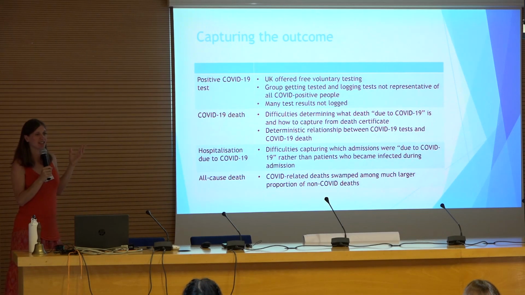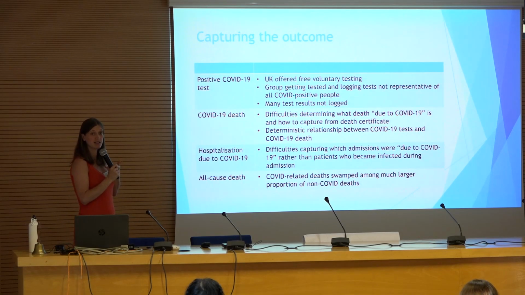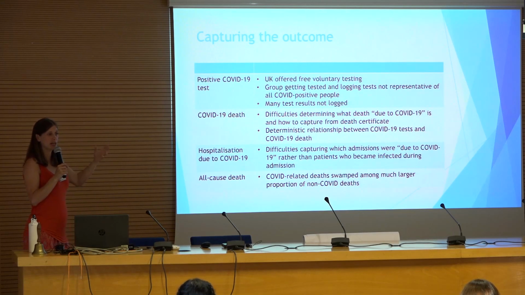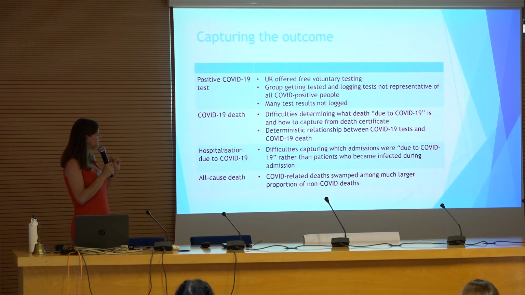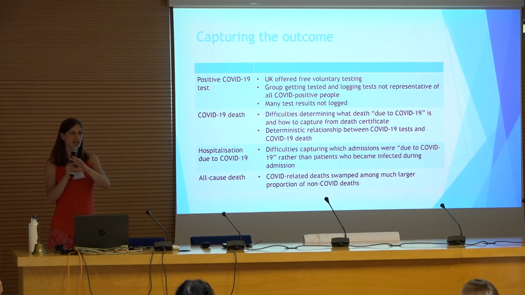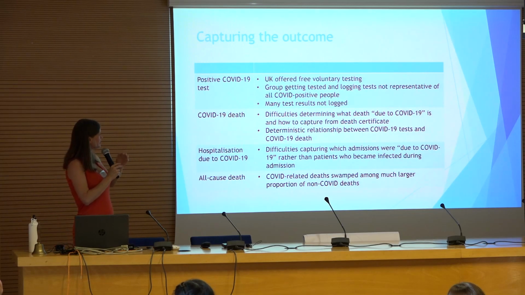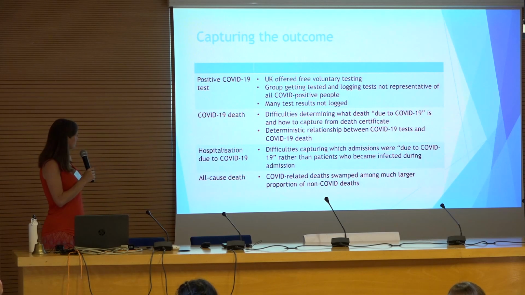So COVID-19 death is a key outcome. We'd really like to be able to study it, but there are obvious difficulties, both for the certifying clinician deciding what is a COVID death, and also for the analyst using what's captured on the death certificate to classify deaths into COVID and non-COVID. There's also a slightly difficult deterministic relationship between a COVID-19 test and a COVID-19 death, where very few people get reported to have a COVID-19 death without a positive test. So that makes it a bit more difficult when you're looking at all those outcomes at the same time.